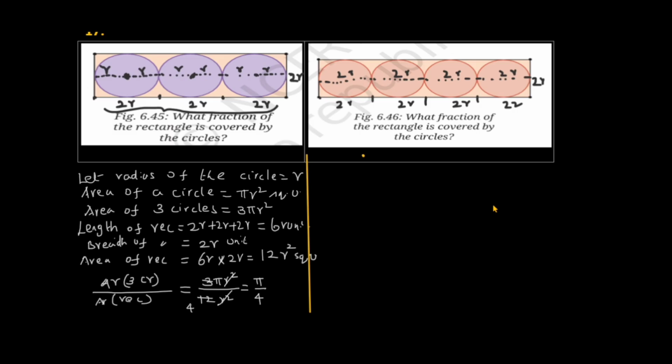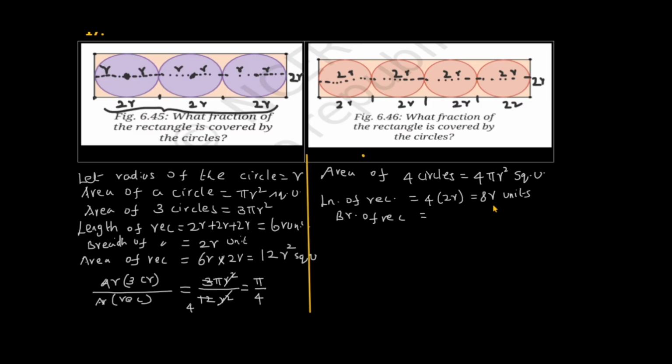So now 4 circles are there. We can write area of 4 circles is equal to 4 times pi r squared square units. Now length of rectangle is equal to 4 times 2r, so 8r units. Previously 3 circles, 3 times, now 4 times. No change in breadth. Breadth of rectangle same, 2r units.